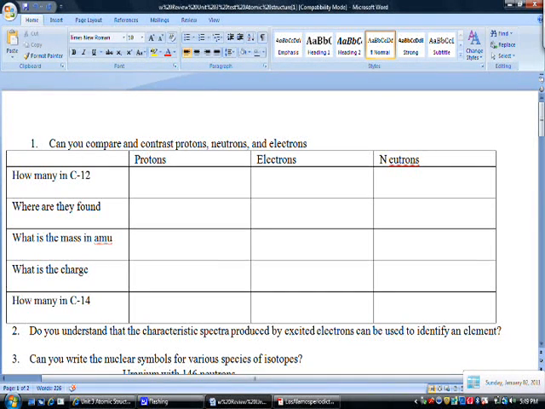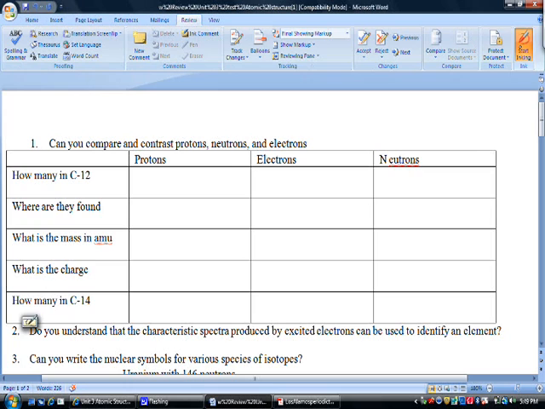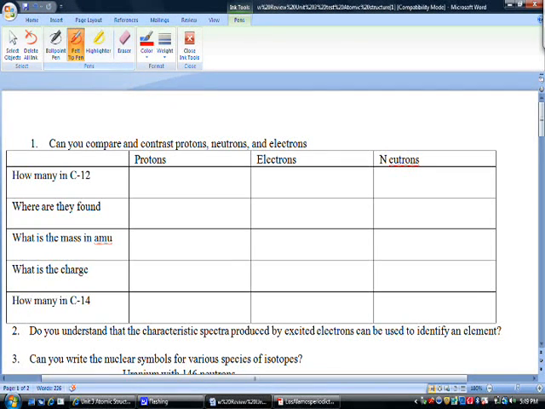Can you compare and contrast protons, neutrons, and electrons and tell me things like where they are, what their charges are, how many there are in certain elements on the periodic table, and things like that? In other words, you should be able to look here and ask, how many in carbon-12? Well, protons, it's carbon, and a carbon is atomic.